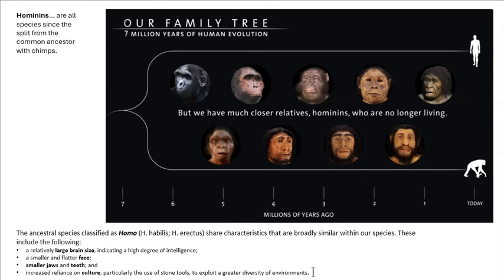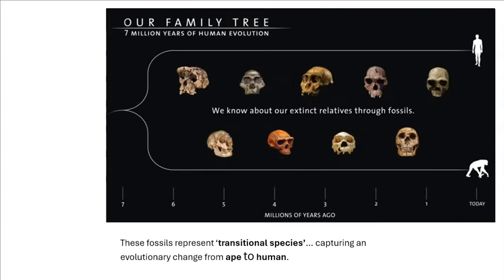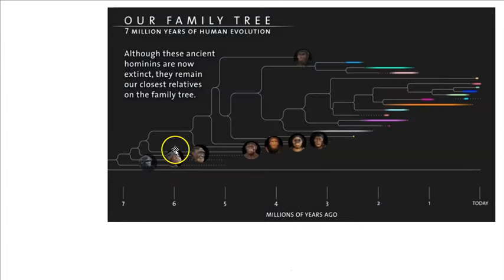Now, along the way also, of course, we're going to be inventing mental tools like words and language, but we'll address that later. Now, how do we know about these extinct relatives? Well, through fossils. So these fossils are transitional species, capturing an evolutionary change from ape to human. Although these ancient hominins are now extinct, they remain our closest relatives on the family tree.